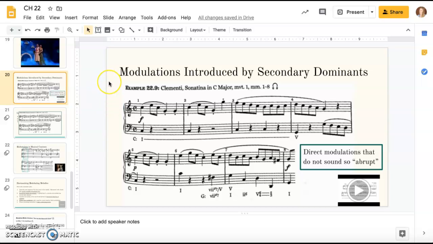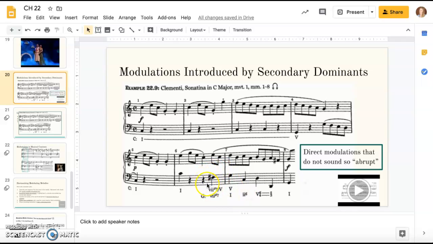So here we have modulations introduced by secondary dominants. You've seen some of this already in your study of secondary dominants and also leading tone chords. Here we have a 7 of 5 to 5, or just a 7 to 1. So using that secondary dominant as a pivot chord in order to get to the new key. It's very smooth. You will see some accidentals in the harmony.